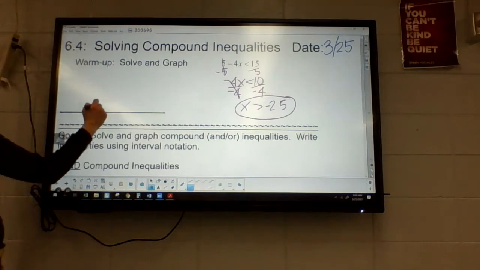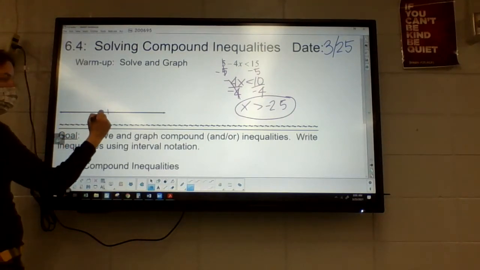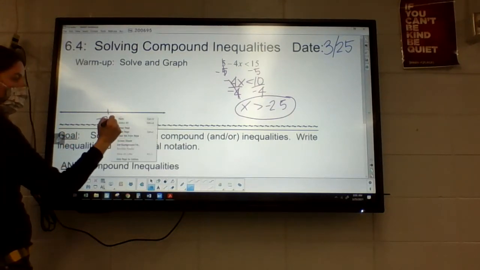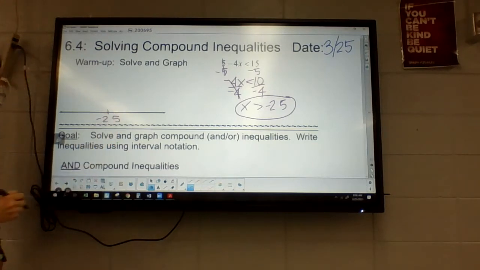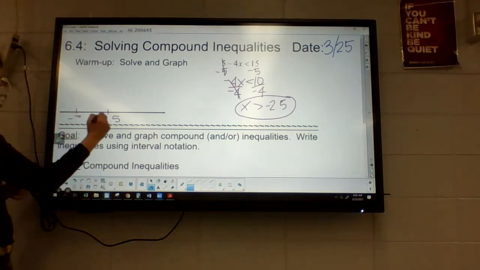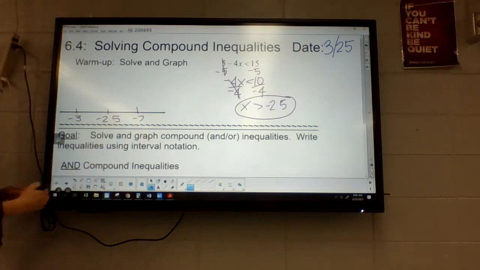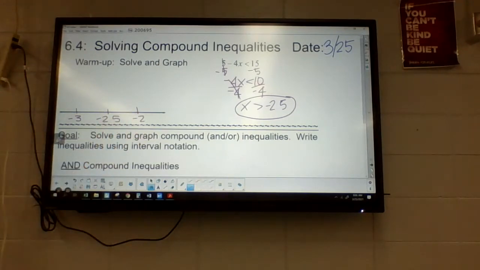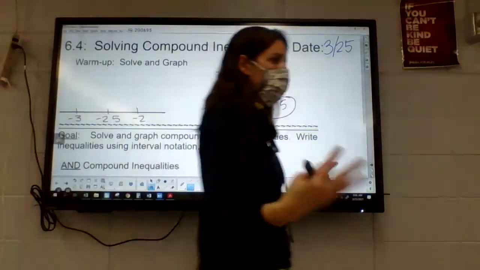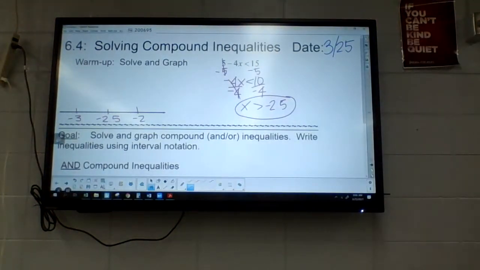So if I go to put this on my number line, it just requires that I have to put a couple other values. So something smaller and something bigger as well. So smaller would be -3, bigger would be -2. Or you could do -1.5 and -3.5. It doesn't really matter as long as you put another couple values on there for me.